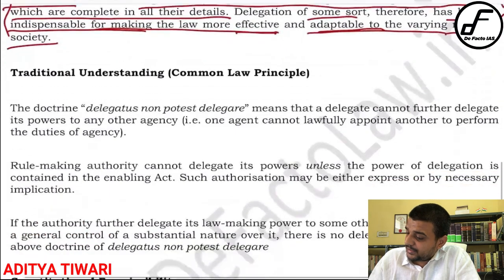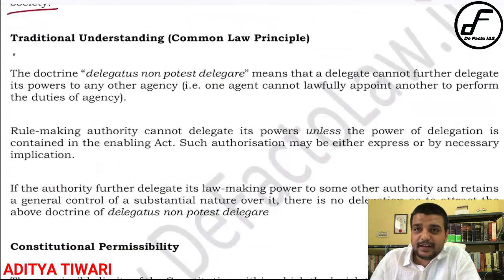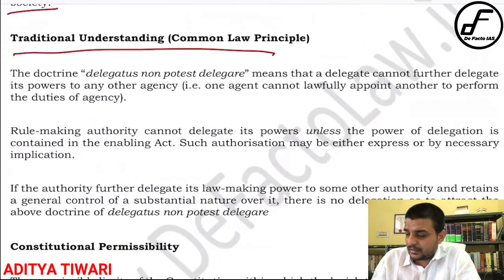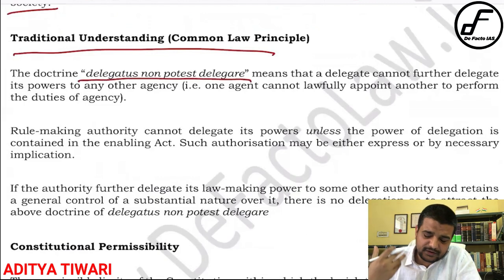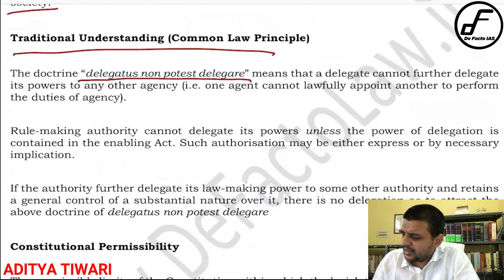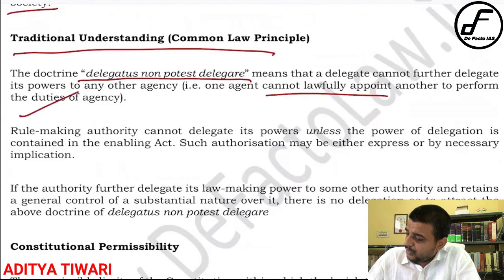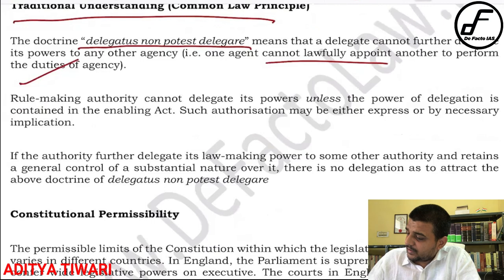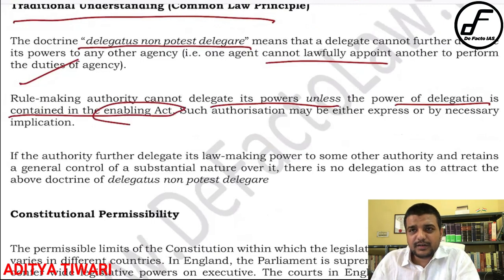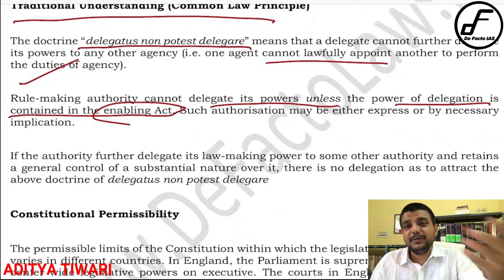Then the traditional concept of understanding, right? There is a very famous doctrine of delegatus non potest delegare, that whatever has been delegated to you, you cannot delegate it further. Very common law doctrine, right? Like the king cannot delegate anything, because he is the sovereign one, right? So common law doctrine: rule making authority cannot delegate its power unless the power of delegation is contained in the enabling act, the act which is giving you the delegation. So it cannot be further sub-delegated.